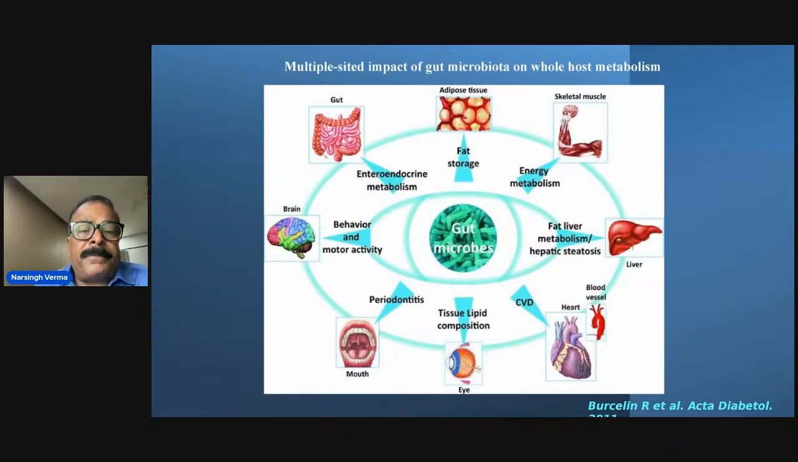The multiple sites of impact of gut microbiota on host metabolism. You can see here the fat storage, the energy metabolism, and almost every mechanism is being affected. So the adipose fat, the skeletal muscle, the liver, the heart, the oral cavity, the brain, and the gut. Everywhere the gut microbiota can work, and they keep on affecting it, and dysbiosis will lead to disease condition.